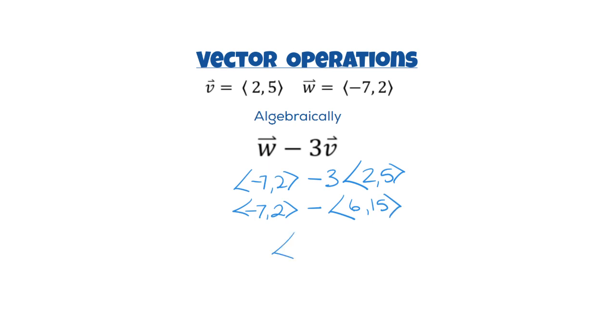So now, final answer, to combine those through subtraction, I have a -7 minus 6, -13. Now I have a 2 minus a 15. That's also a -13. Okay, total coincidence, but that is my final answer there.